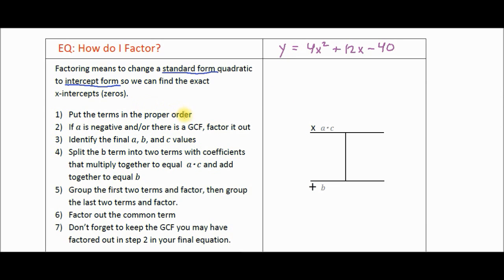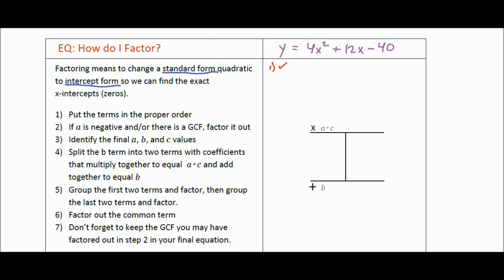So put the terms in proper order. That means I want the squared term first, the term with an exponent of 1 second if it exists, and the constant term, or the c value, at the end. You got to put them in proper order before you start. Sometimes you're going to get equations where these are all mixed up. Put them in the right order before you continue. So step 1, we'll just put on here, step 1, check. It's already done.